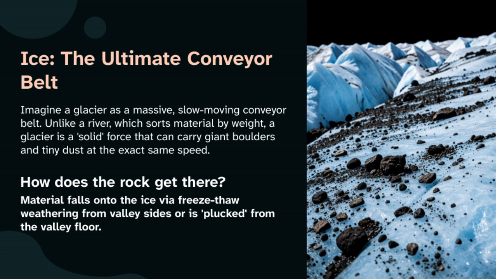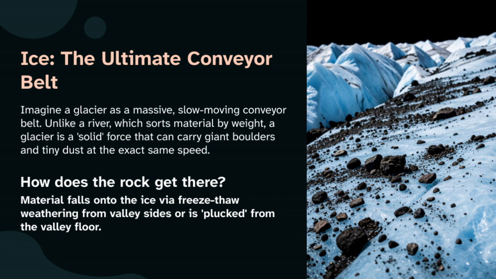Glaciers are different. A glacier is a solid mass of moving ice. It can carry tiny clay particles, sand, pebbles, and enormous boulders all at the same time. A boulder and a grain of dust can move at almost the same speed because they are trapped in or on the glacier.